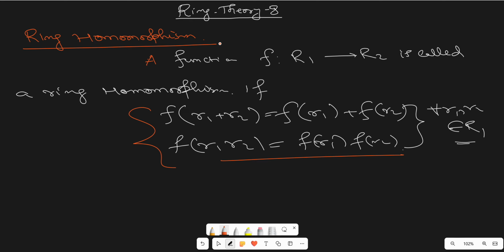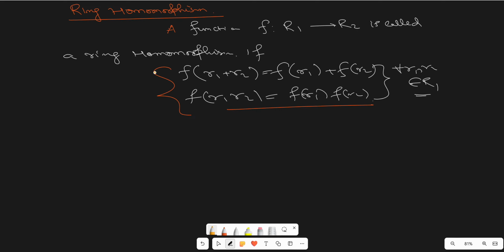Whenever we have a ring homomorphism, what do we have initially? If you have the zero element of the ring R1 and you apply f, it will give the zero element of R2. So the zero element, the additive identity of R1, goes to 0, the additive identity of R2.